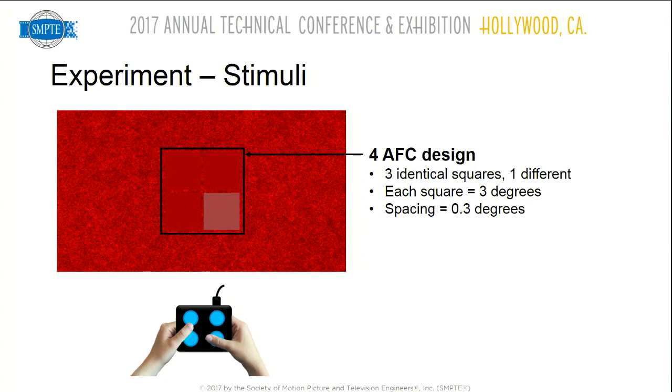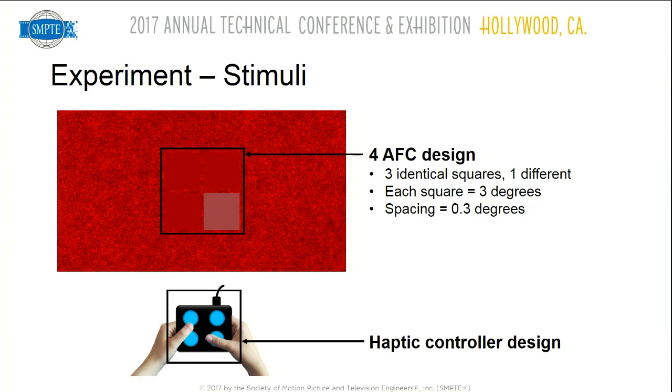Our experiment used a 4 alternate forced choice, or 4 AFC, approach, where there were 3 identical squares and 1 that was different, and the observer's job was to detect the one that looked different to them. Each square spanned 3 degrees of the visual field, and there was a spacing of 0.3 degrees between each. We used a haptic controller design so that observers didn't need to look down and they could keep their eyes on the screen at all times during the experiment while making their choices.